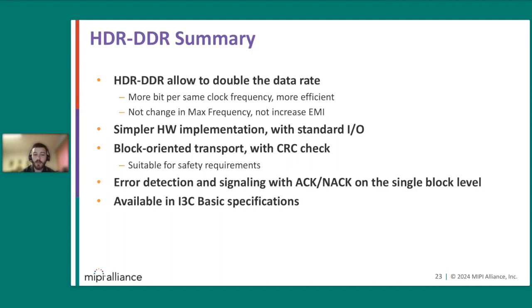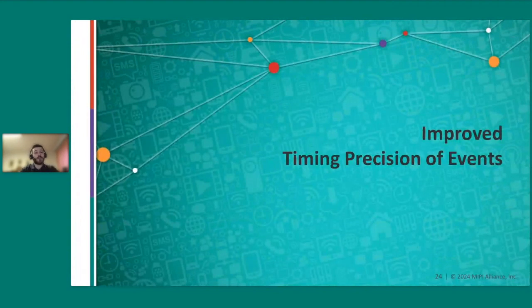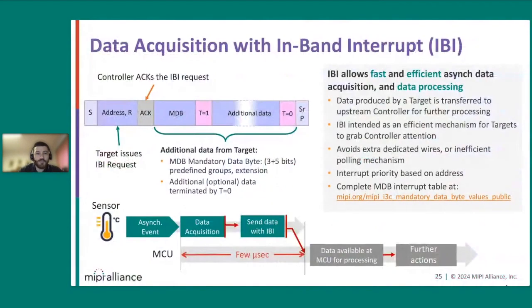This mode is available in I3C specifications. It's mostly the ternary and the multi-lane, which are features that are only available in the full specification. So those are our HDR modes. Now let's move on to some of our other specified elements, which is timing precision, right?